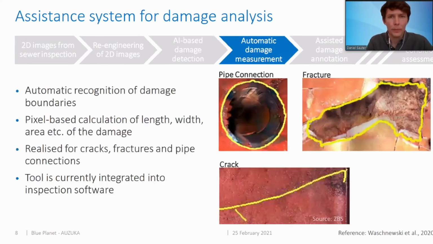Next slide, please. Last but not least, we have the automatic damage measurement. So within the bounding boxes, another algorithm can recognize the damage boundaries, as you can see here with the yellow lines in the pictures. And then the length, width, or area, or whatever you want, can be calculated based on the pixel number. This is already realized for cracks, fractures, and pipe connections. And this tool is currently integrated in our inspection software.